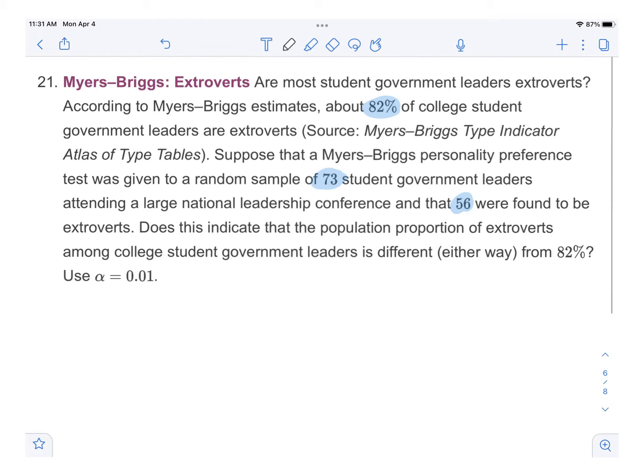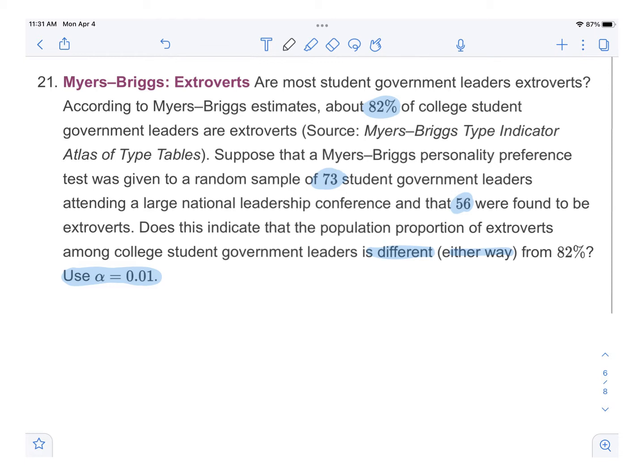Does this indicate that the population proportion of extroverts among college student government leaders is different in either way? That means greater or less. So that tells you right now that we have a 2-tail test. And we are going to use a level of significance of 0.1. Those are the pieces of information that you need.